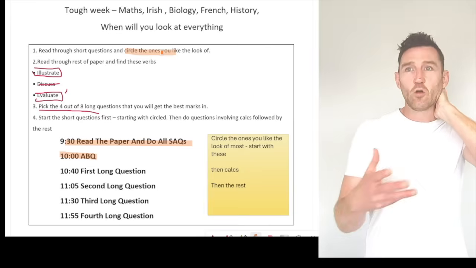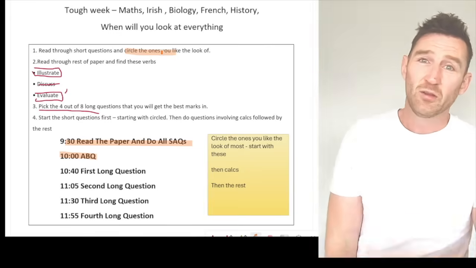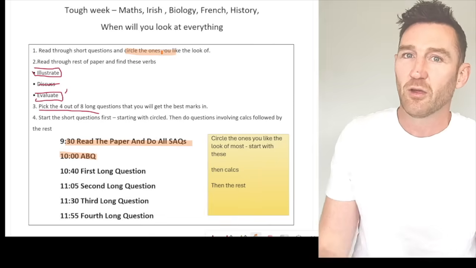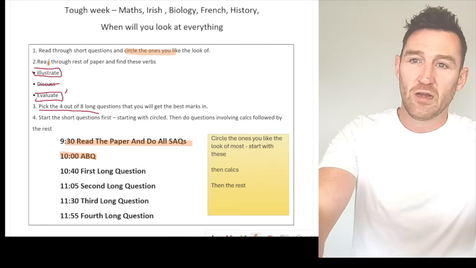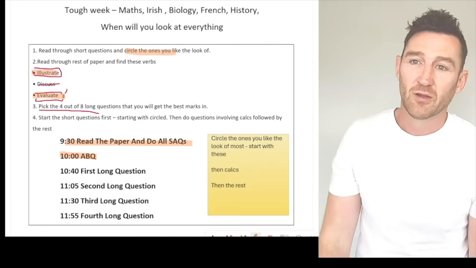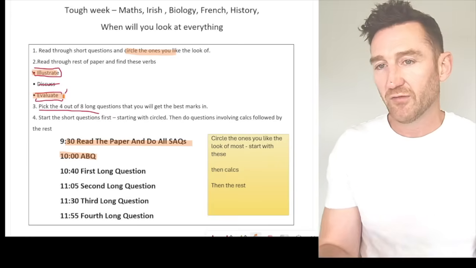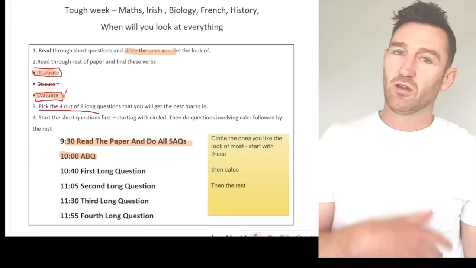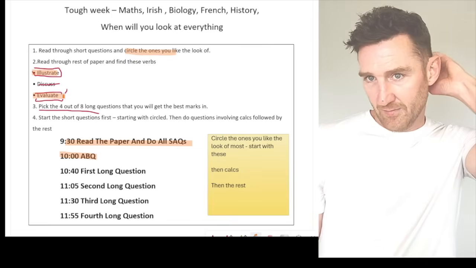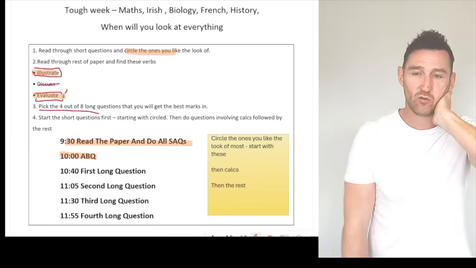Also at the start, when you're planning your short questions, you're reading through the long questions. With the long questions, you're picking the 4 out of 8 that you like the look of the most, the ones you think you'll get the most marks on. But you should also be looking out for illustrate and evaluate during that first reading of the paper, because they're the 2 verbs that demand something specific of you. Illustrate, you'll always have to give an example. Evaluate, at the end of each point you make, you'll have to say, in my opinion, this is good or bad because. So that's half an hour, reading the paper and doing the short questions.